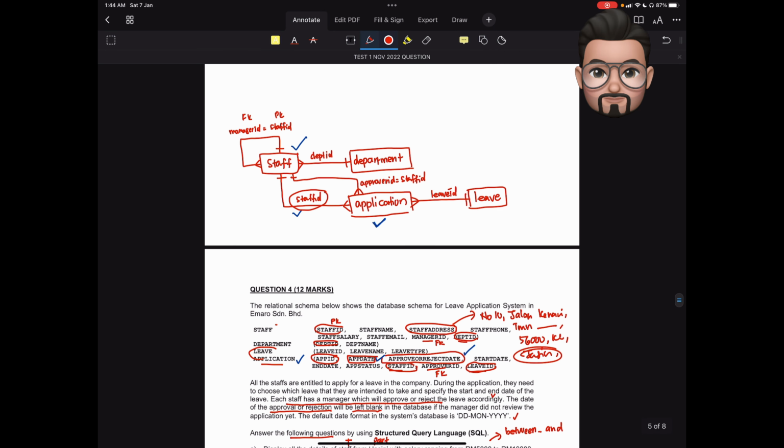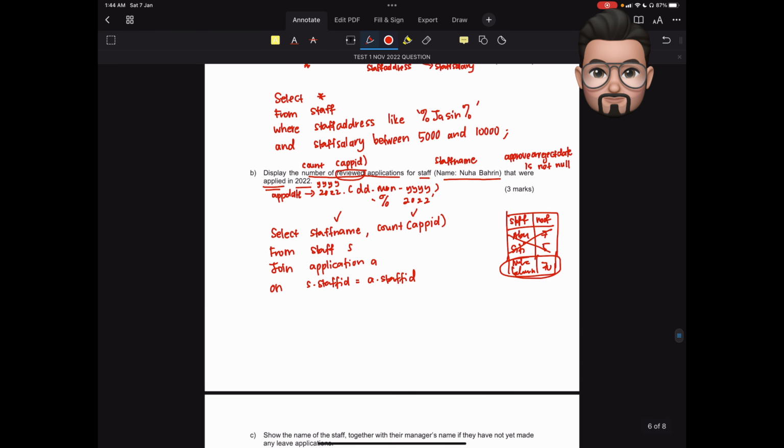Okay, so this is for the joint condition between staff and application. Between staff and application. So now what is the condition? If you take a look, we have a few conditions, three different conditions over here. We have for Nuha Bahrain 1, approved or rejected 2, applied in 2022 is 3.